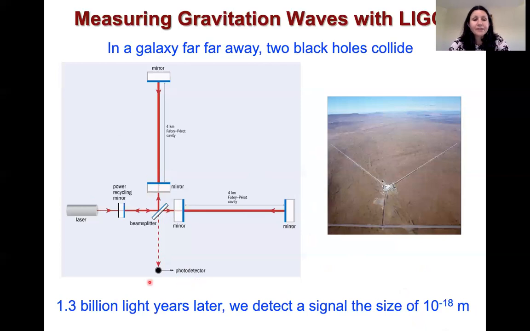And the first thing that it detected was this event of 2 black holes colliding, which happened 1.3 billion light years ago. Light years is actually a measure of distance. It's the distance it takes for light to travel in a year, but it also gives you some information about time. What it's saying is that that event happened 1.3 billion years ago.